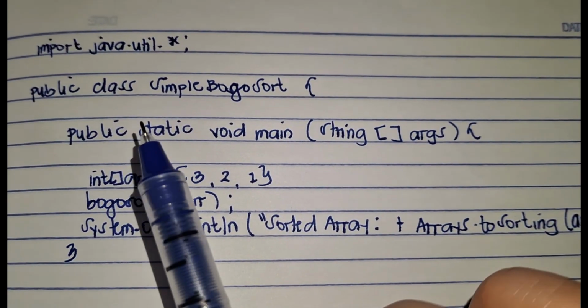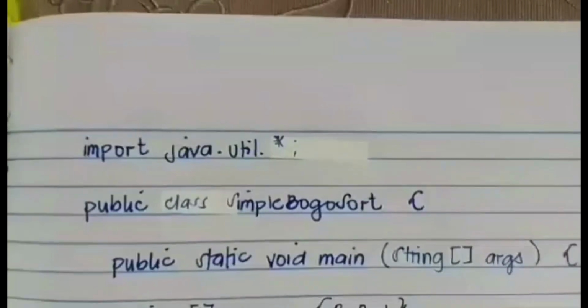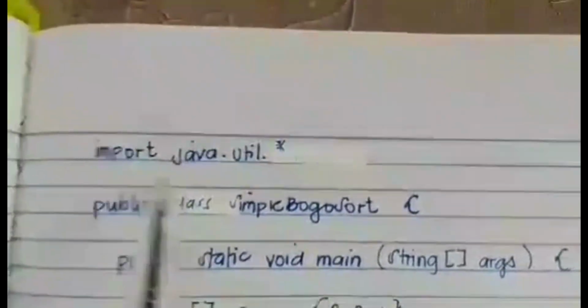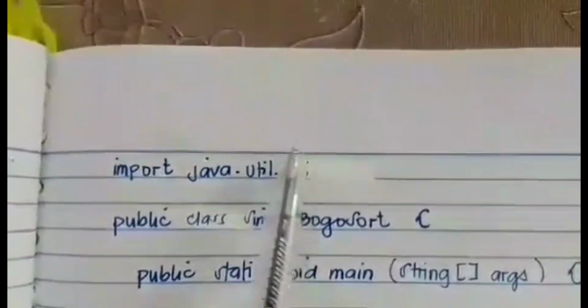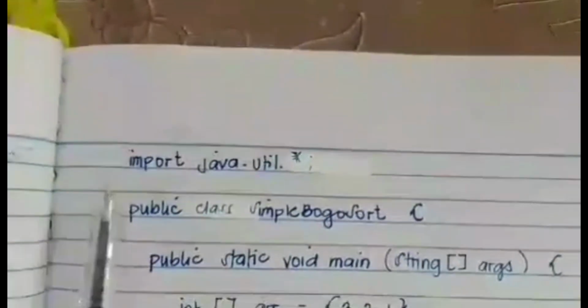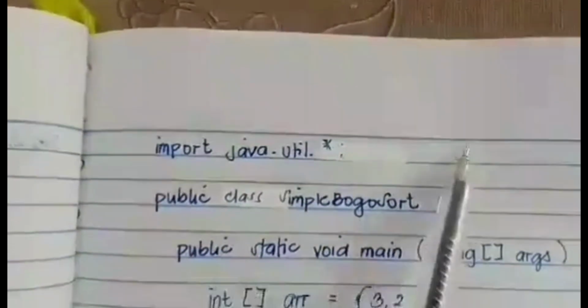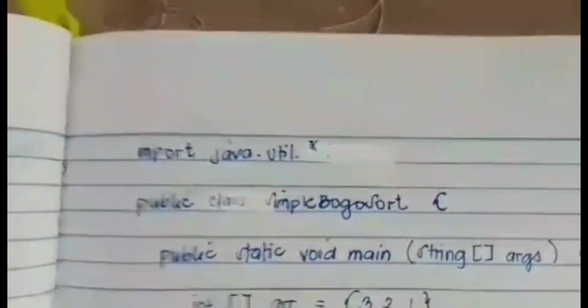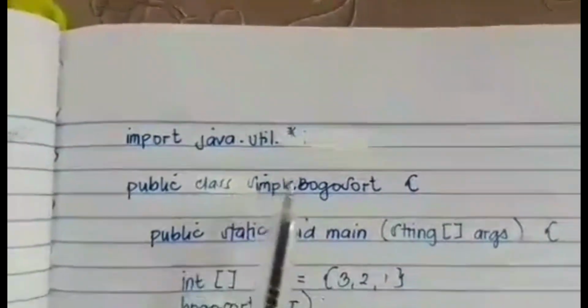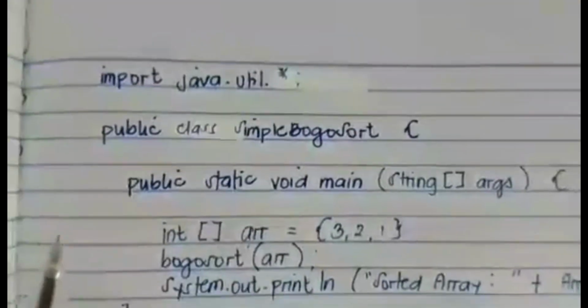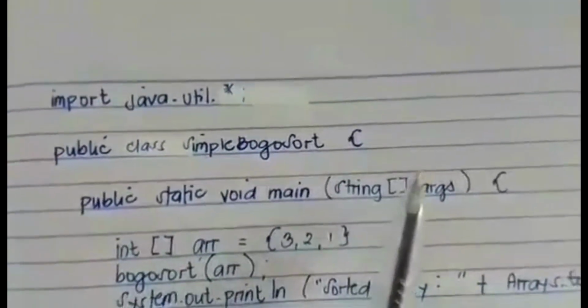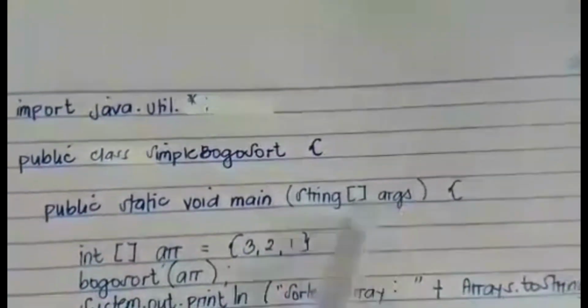Mag-explain ko sa akong code. Gigamit ta og import java.util asterisk for classes like Random and Arrays since magamit kasi ta later on og Random and Arrays. Then public class, iyang class name which is SimpleBogoSort. Then public static void main, String square brackets args. This is our main method.